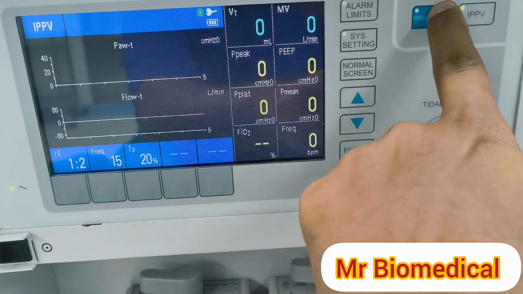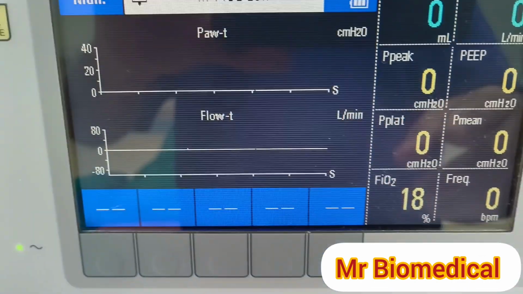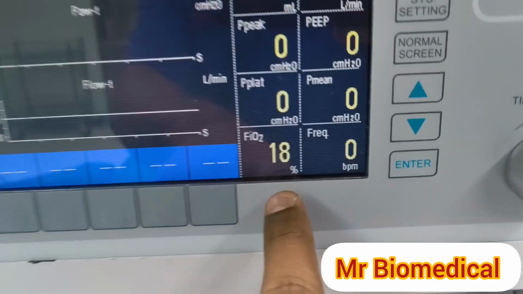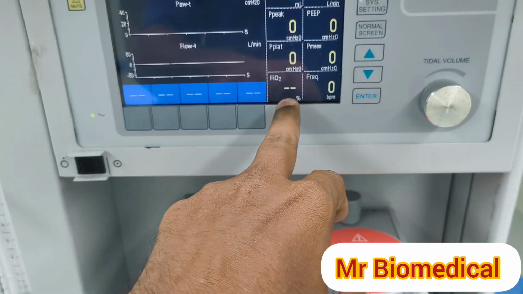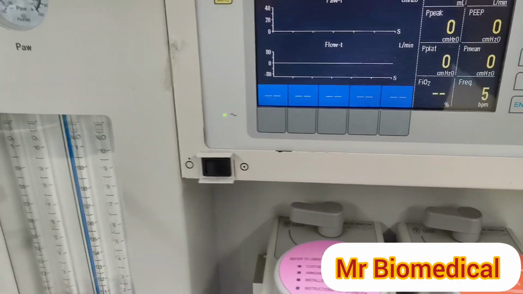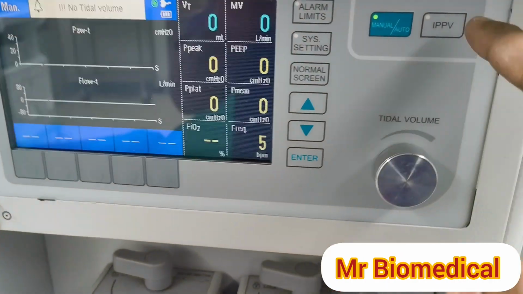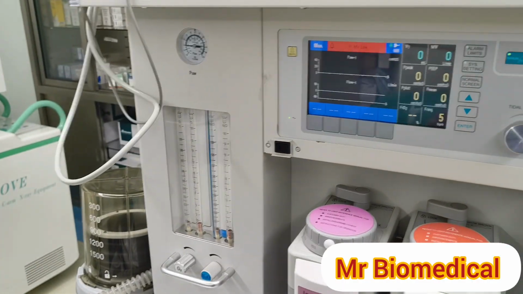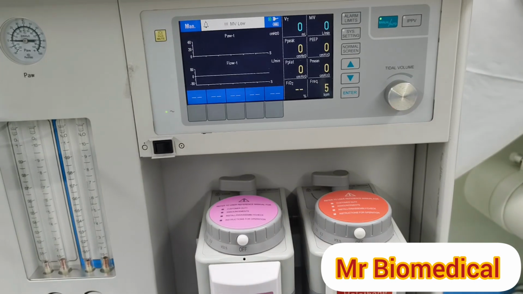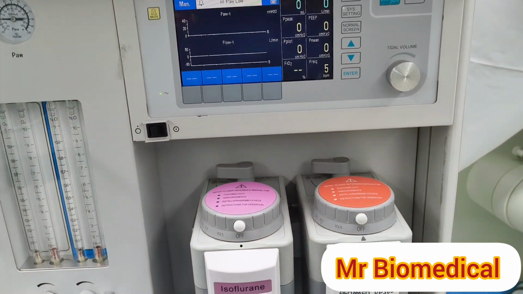Now it is in IPPV mode. Now it's in manual mode. FiO2 too low, but if we calibrate this one, FiO2 too low will not occur. Why this happens is FiO2 must be from 21% to 100%. No tidal volume, no nothing, because we put it in manual mode. So what is IPPV? IPPV is the abbreviation for intermittent positive pressure ventilation.